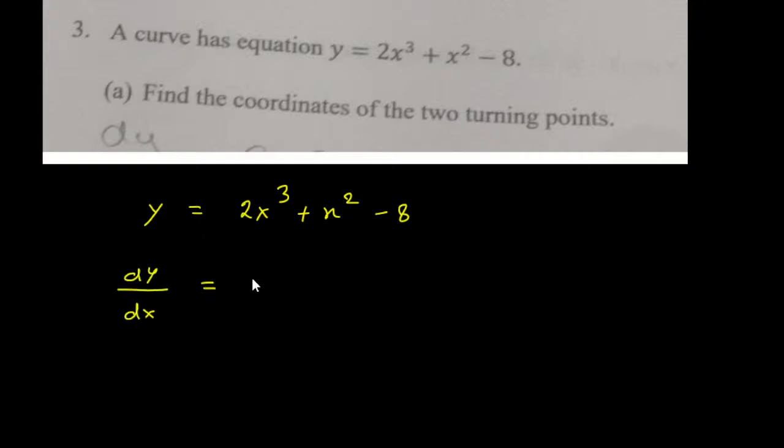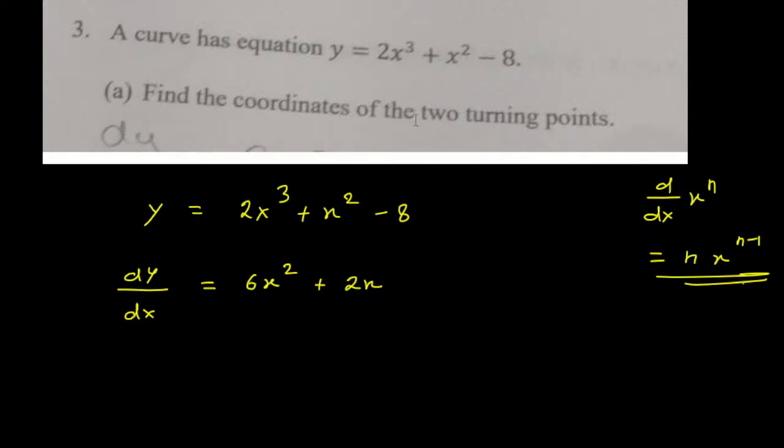When you differentiate, here you will get 6x squared. You should remember the formula: d by dx of x raised to n is n times x to the power n minus 1. So 2 into 3 into x squared, directly 6x squared, plus for x squared it is 2x, and for the constant it is always 0.